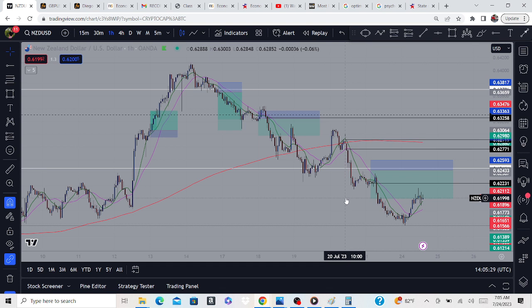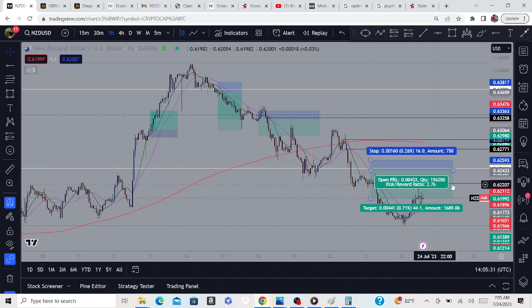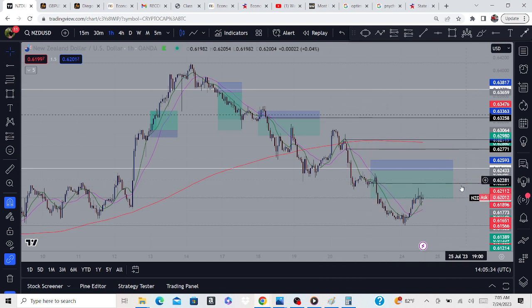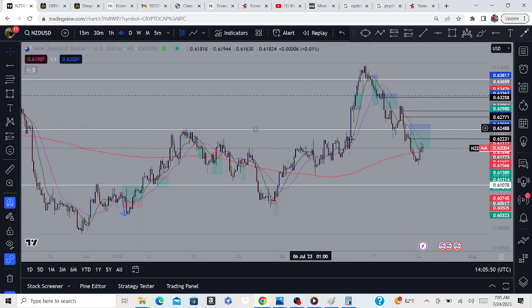So on a 1-hour, we can see there's some supply here. We're essentially at it right now, and that supply is being used to continue to move to the downside. We have not got any sort of confirmation as yet, so we essentially need some sort of confirmation to continue that move to the downside.